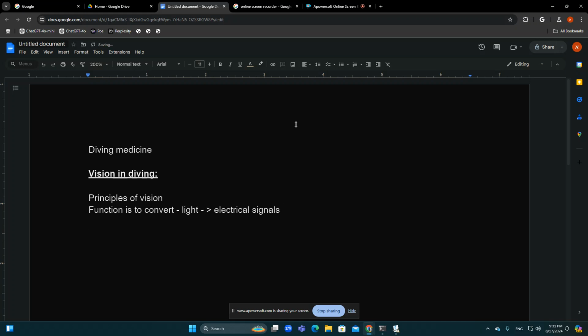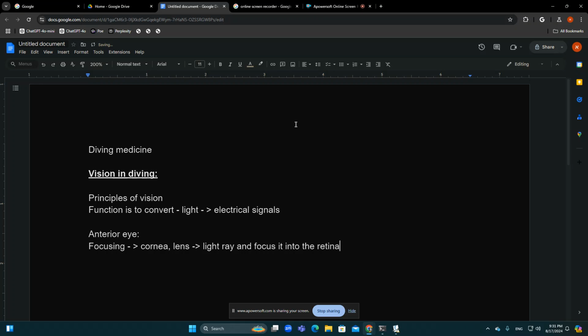Okay, so let's start with the areas of the eye. So if we're looking at the anterior part of the eye, what we've got there is focusing. This is the idea. We have the cornea, we have the lens, both take the light rays and focus them onto the retina.